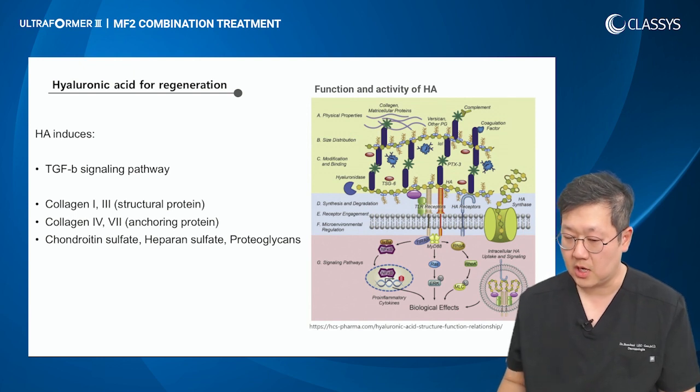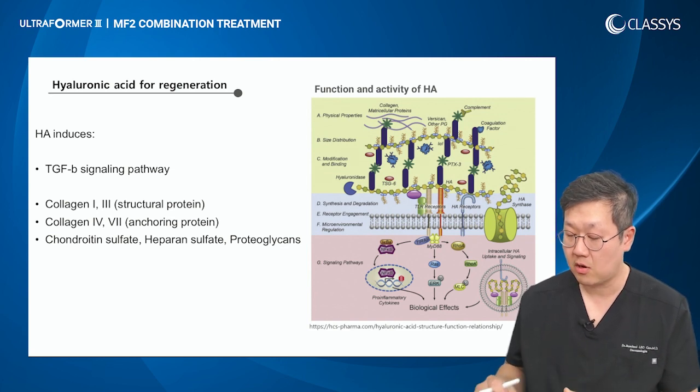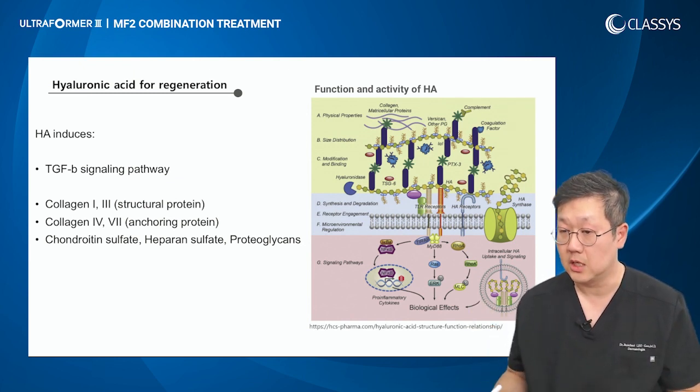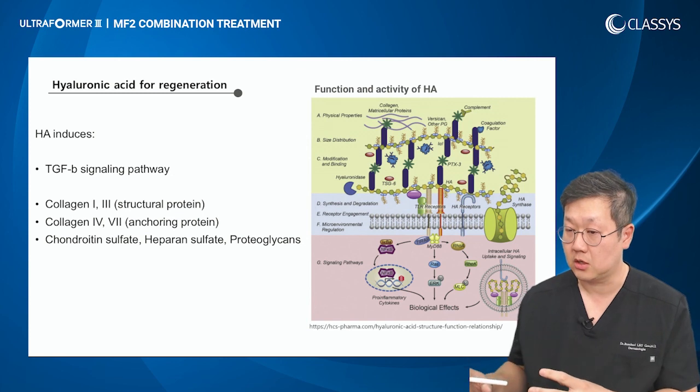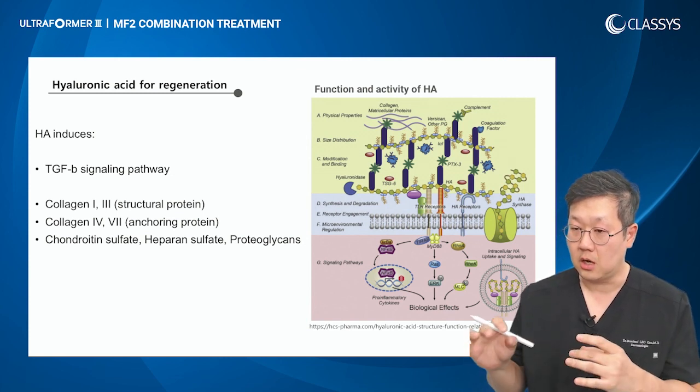As a result, we can see increased collagen 1 and 3 in our tissues, and collagen 4 and 7 as anchoring proteins that maintain integrity between the epidermis and the dermis. And chondroitin sulfate, heparan sulfate, proteoglycans, glycosaminoglycans are all materials that decrease when we are aging, which makes our skin contour and textures irregular.